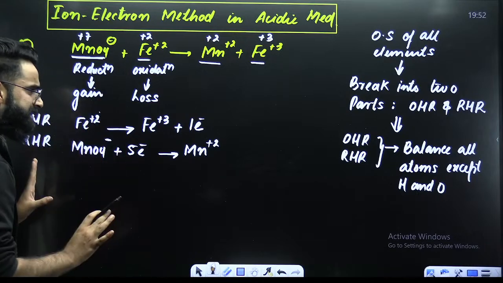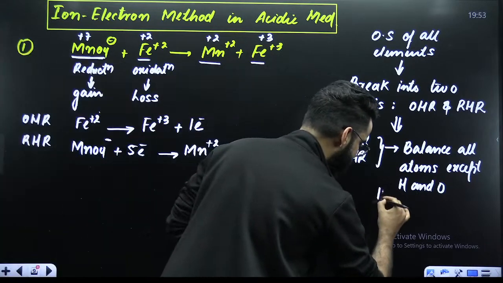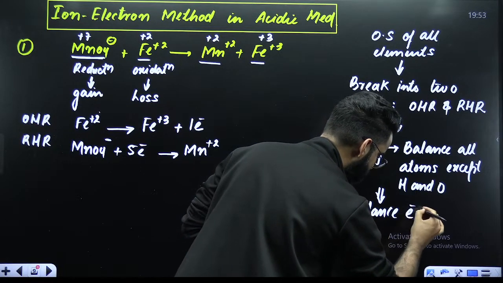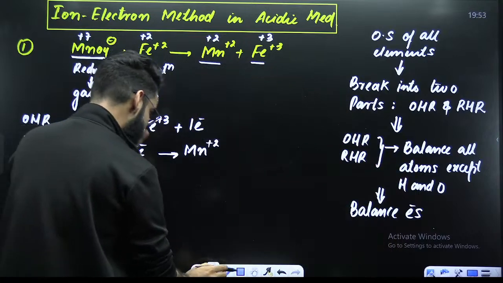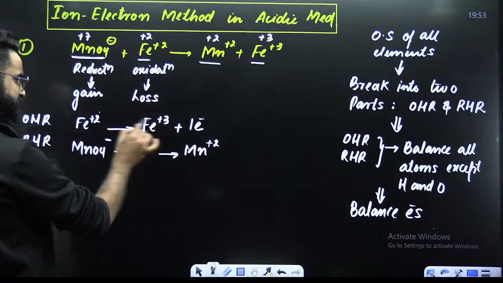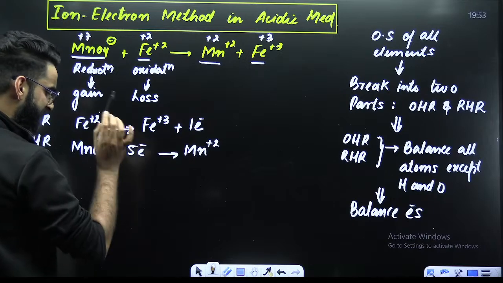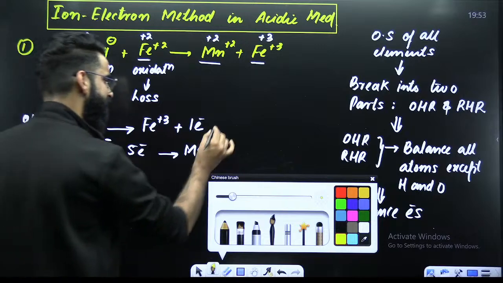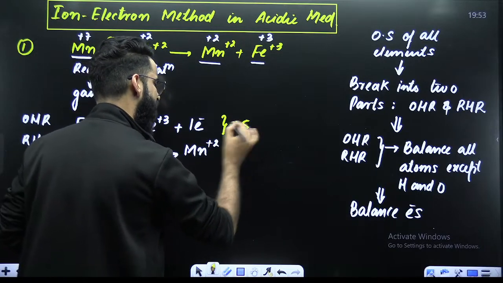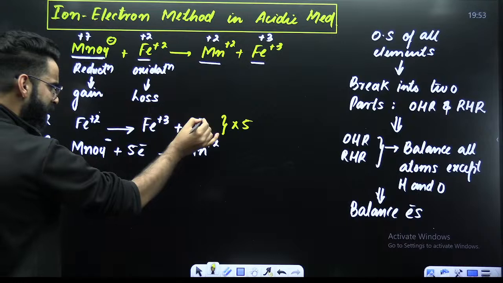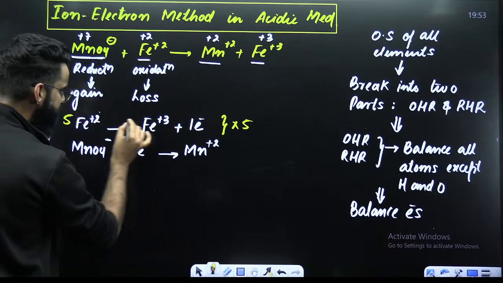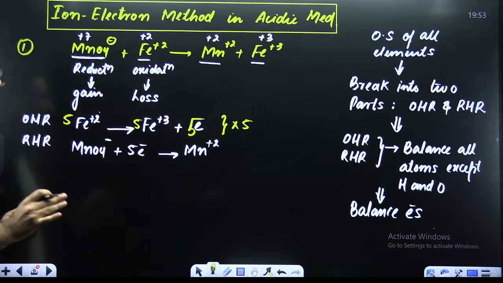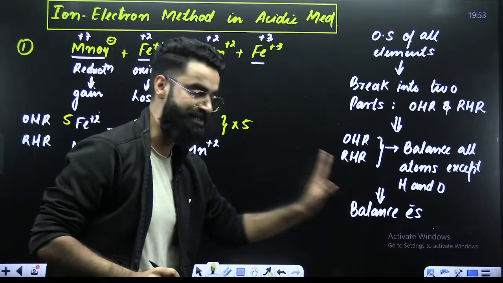Once we are done with this, now is the time to balance the electrons. How exactly are you going to balance the electrons? See, in this reaction, there is 1 electron. In this reaction, there are 5 electrons. I need to make these electrons equal. I'll be multiplying this reaction by 5. When I multiply this particular reaction by 5, this becomes 5 times. Now the electrons are balanced.